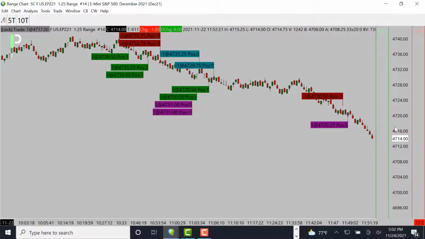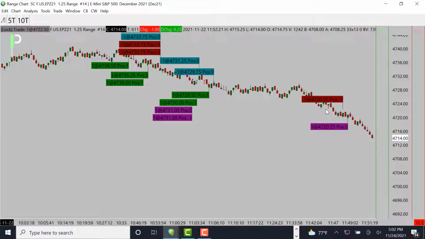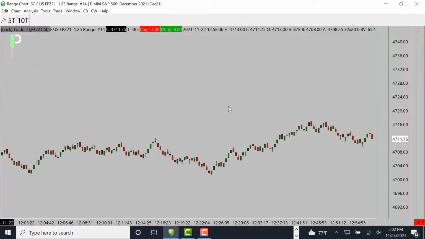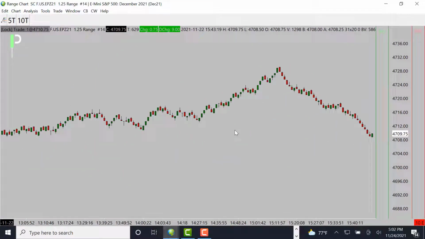Nice little bit of a trade down here, moving down, short 4720.50 down to 4720.25. Didn't stay in this one too long because this is more of an accidental trade, trying to catch this move to the downside. Could have went a little bit further, but it wasn't something I lined up, so we got in and out of that trade.